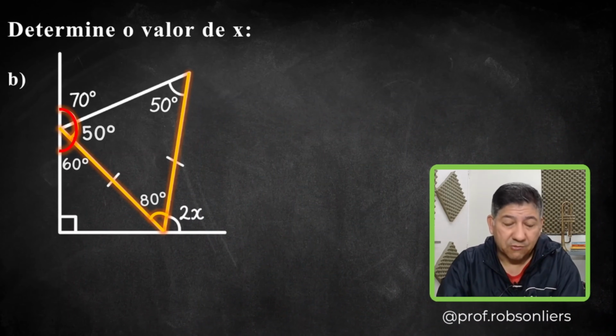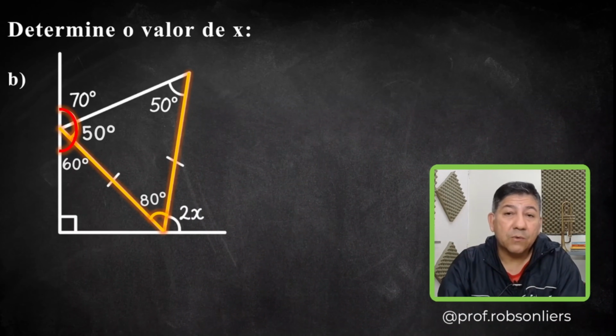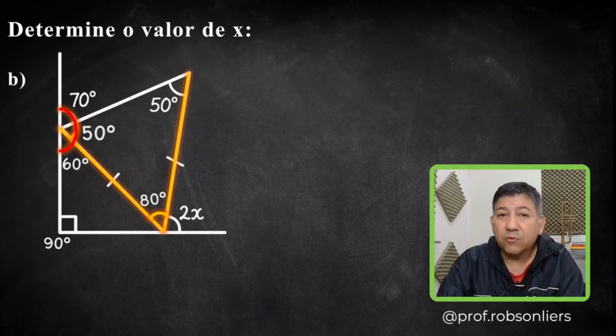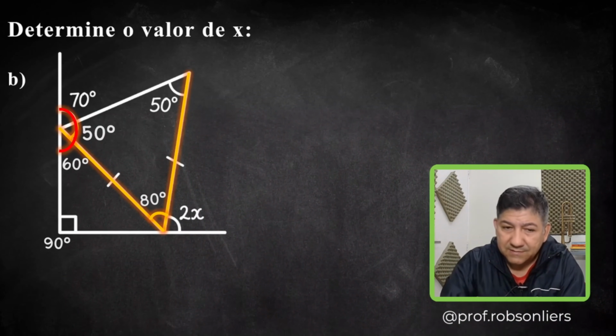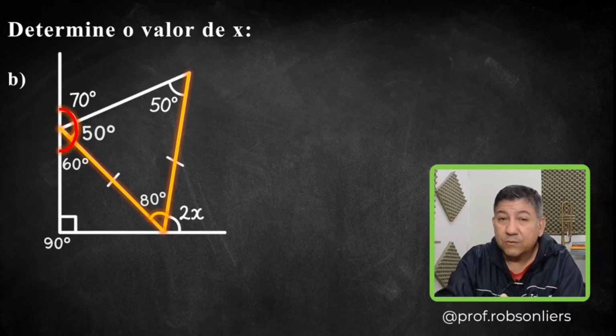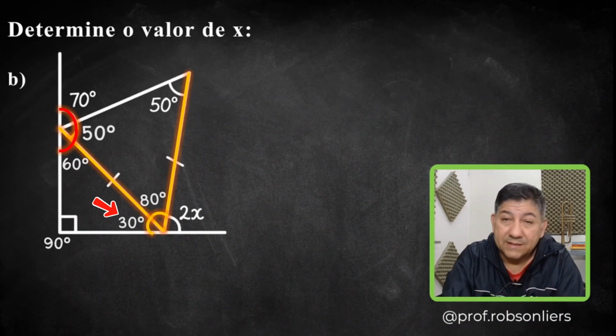Well, the next step now is to analyze this triangle here. This triangle already has a 60-degree angle, which we just found. There's this angle down here, which is a right angle, so this angle is 90 degrees. And since we already know that the sum of the internal angles of a triangle is 180 degrees, 90 plus 60 is 150 degrees. From 150 to 180, there's 30 degrees left. All right? So we conclude that this missing angle here is equal to 30 degrees.